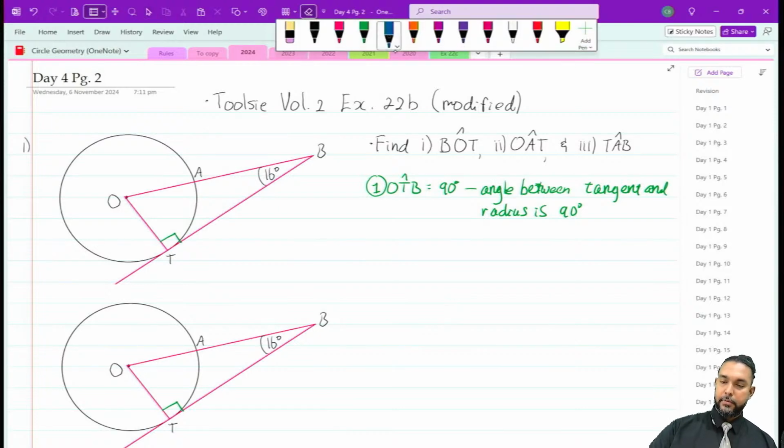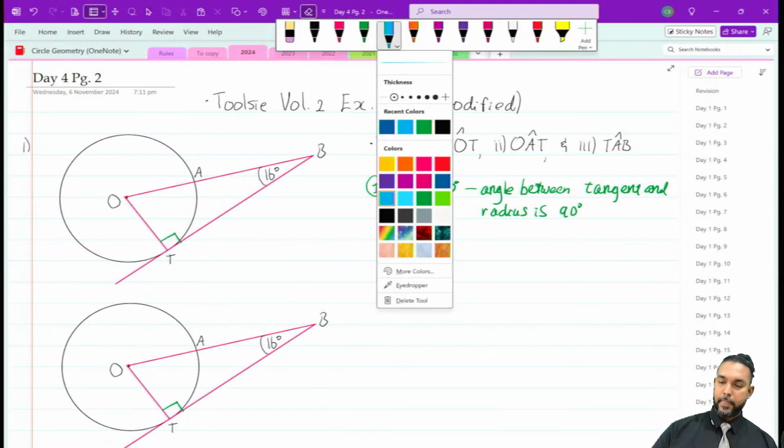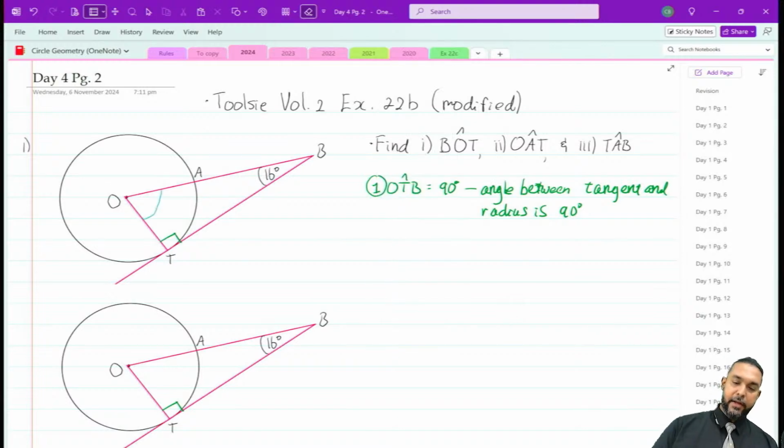Right, so we're looking for this angle here. Right, so that angle exists in a triangle, and we have the other two angles. So how do we find that one? BOT. Yeah. Correct. Very good.